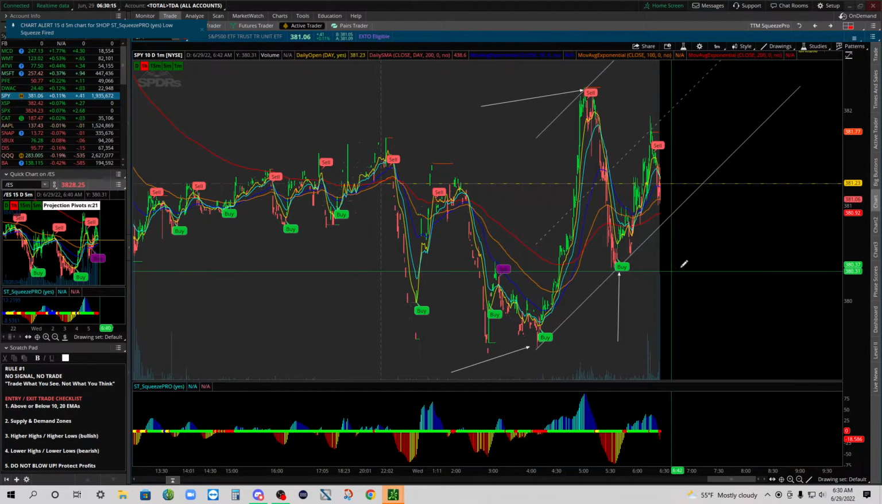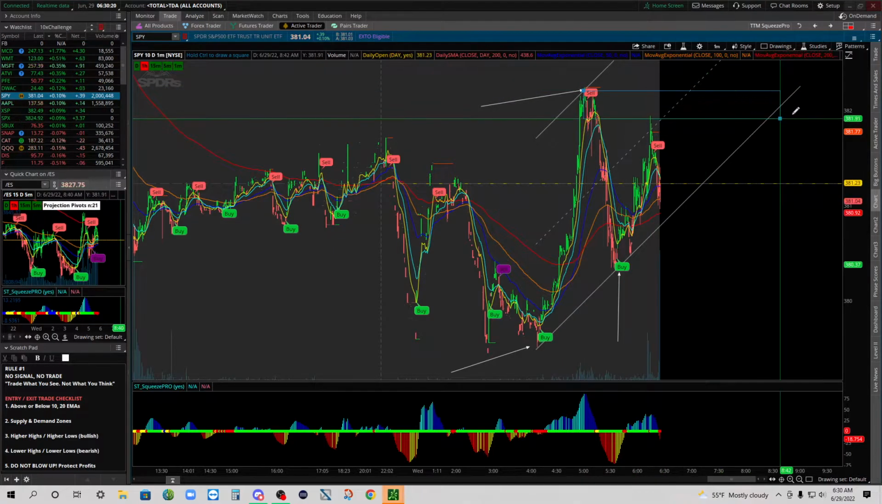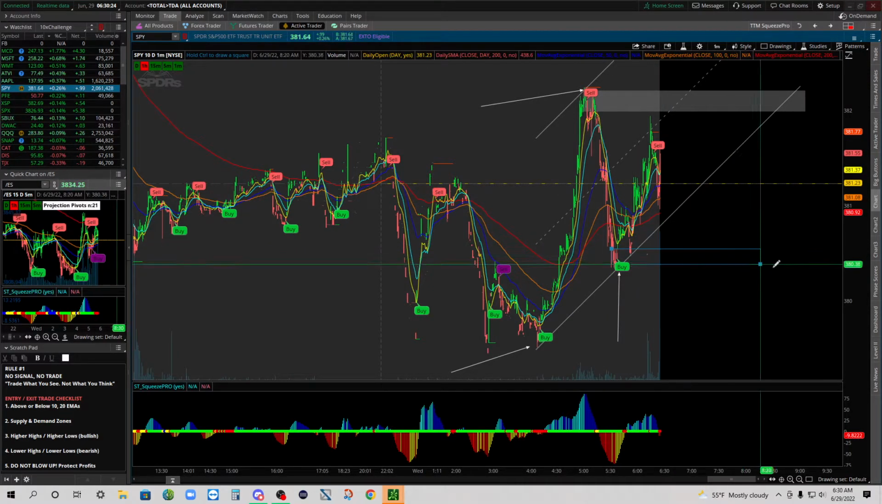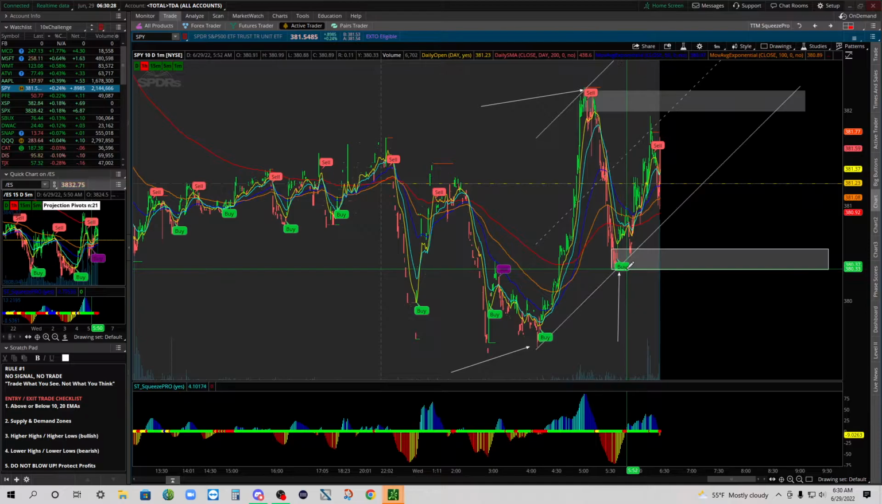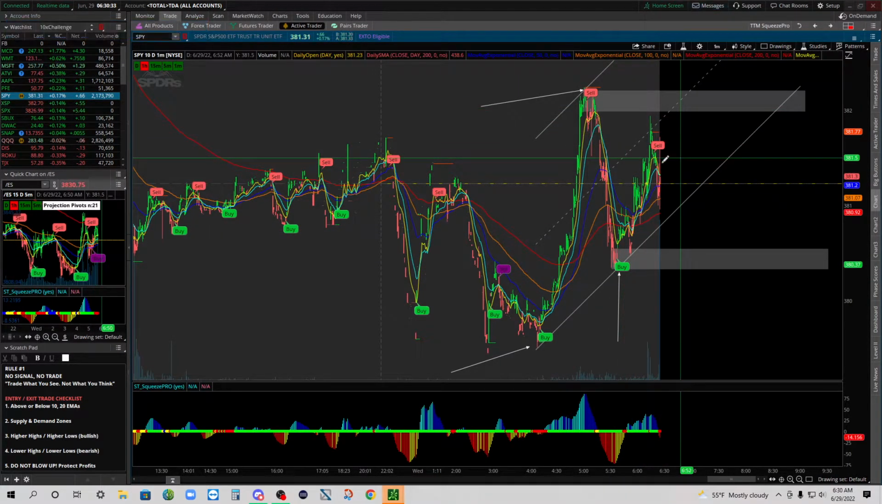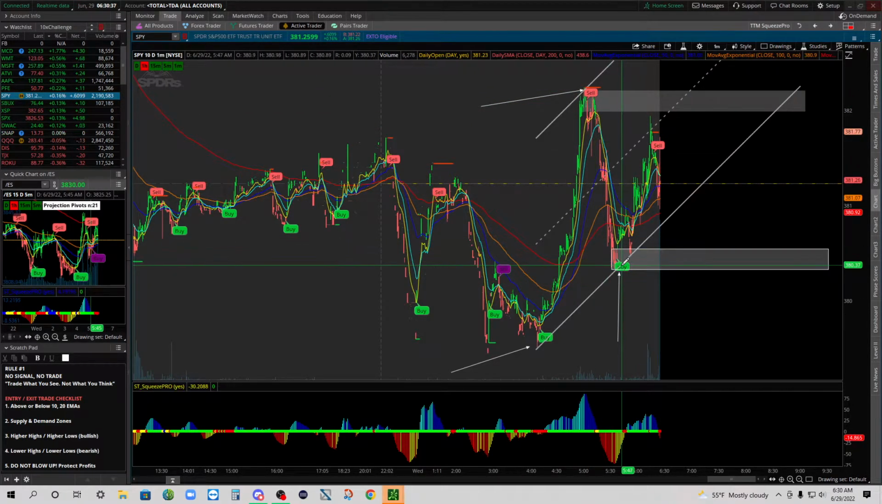And what you want to do is use these supply and demand zones right here. Supply and demand just means the area of imbalance, right? That's where buyers and sellers basically overcame the other side of the trade. So right here, obviously sellers took over, and over here, obviously buyers took over.